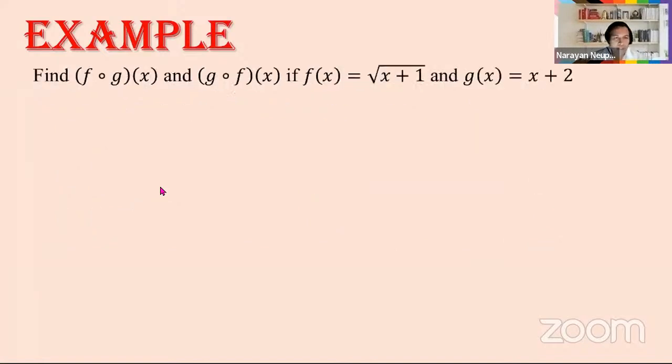Okay, time for the next example. In this one, we are asked to find the composition f of g of x and g of f of x when these two functions f of x and g of x are given to you. So that is our f of x, that's our g of x, and we need to find the composition.